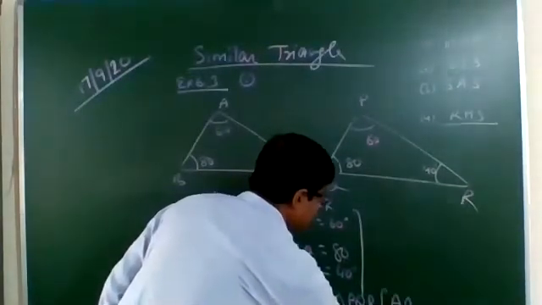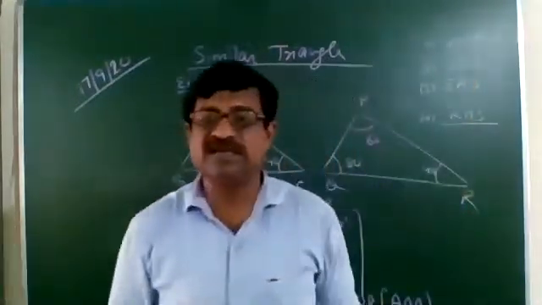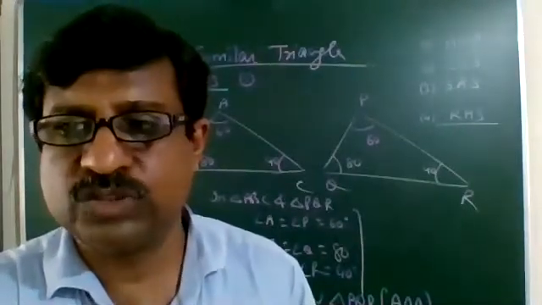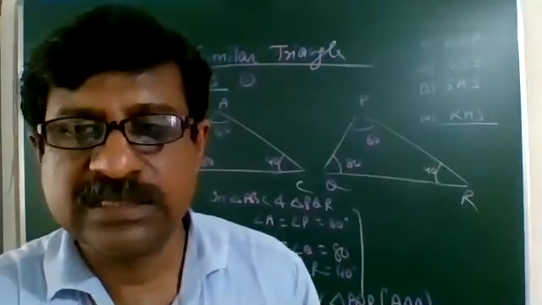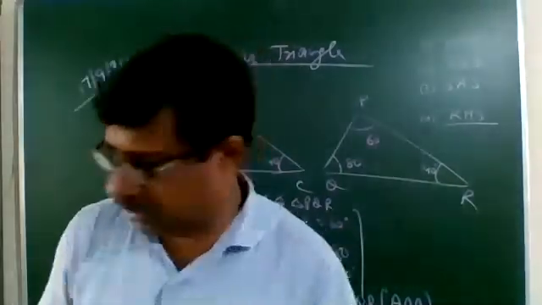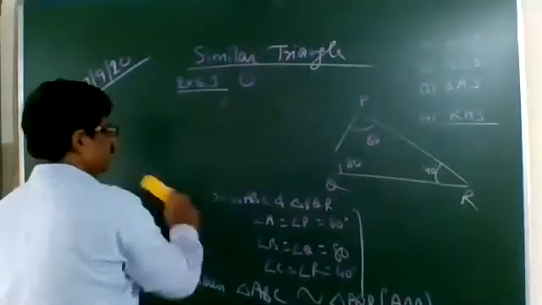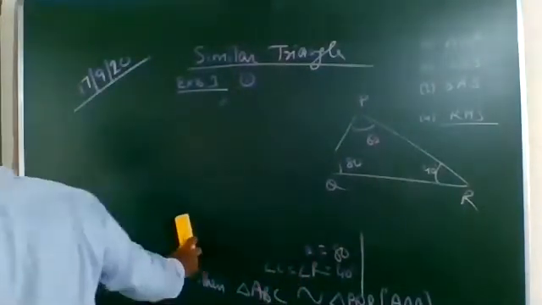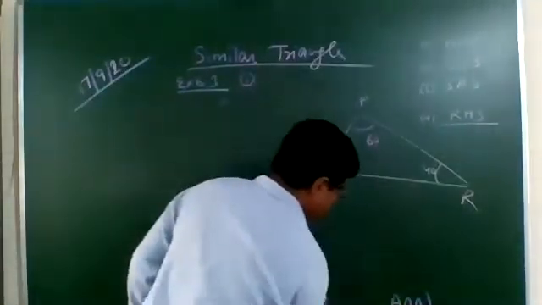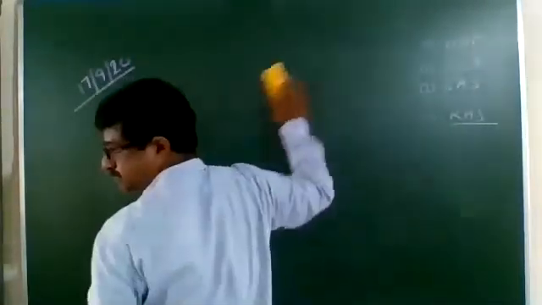The triangles are similar. As the reason, you have to write by which property the triangles are similar, and AAA is the criterion of similarity of triangles. Therefore, the two triangles are similar. This is the first question, first part, where we have shown the triangles similar by AAA. Now we do the next one.